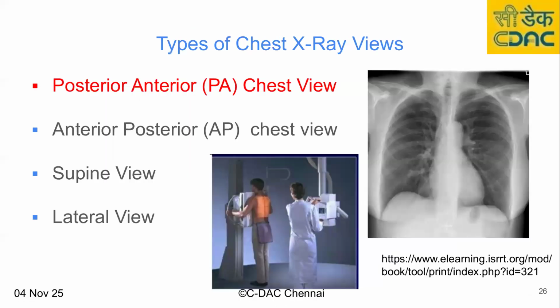So there are different types of X-ray images: posterior anterior chest X-ray images, anterior posterior chest X-ray images, supine view chest X-ray images, or lateral view chest X-ray images. So posterior anterior chest X-ray images will be taken with the person in this position, where the X-ray beam will fall on the back side of the person, and so you will get the film like this.